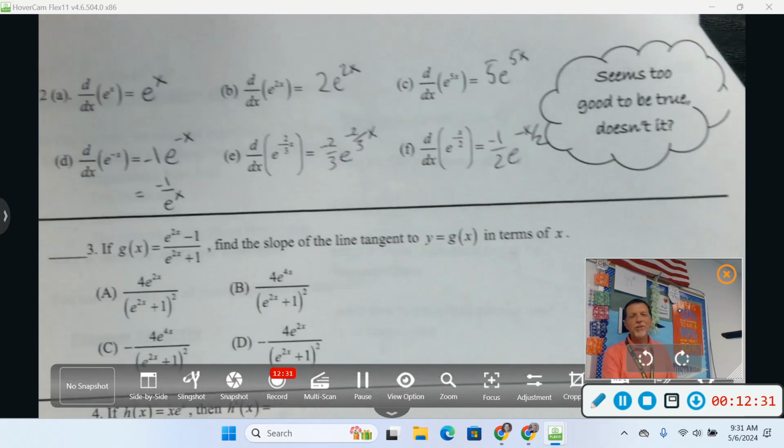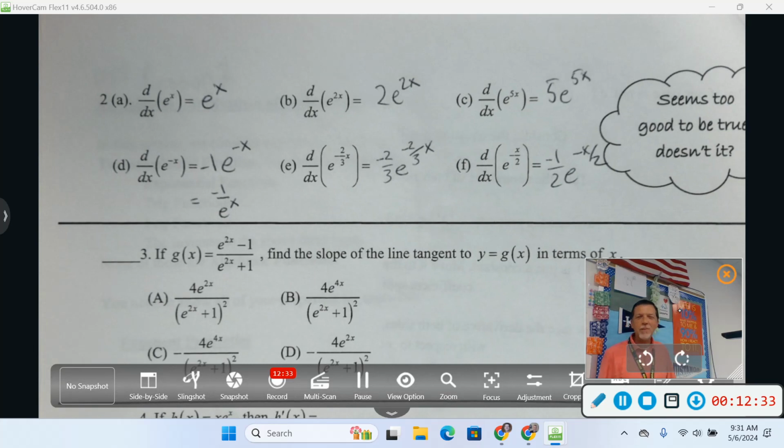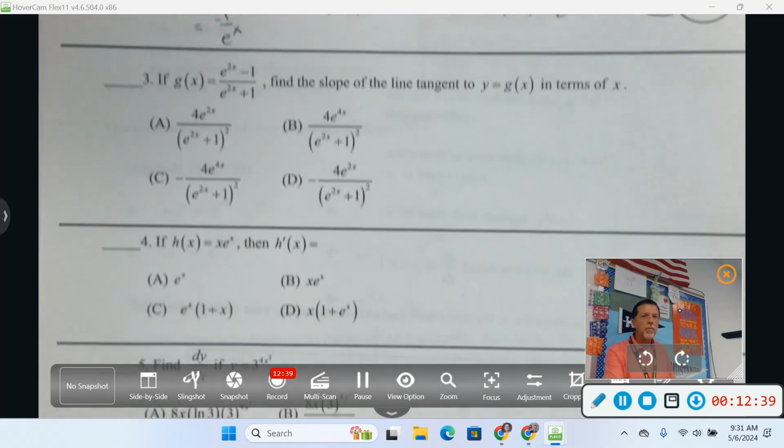Seems too good to be true. I guess so. It's just you keep the e the same. Just don't forget the chain rule. Like the chain rule is the only thing to mess you up here.